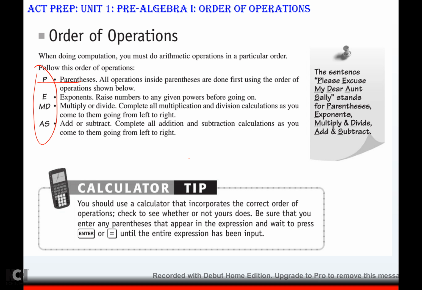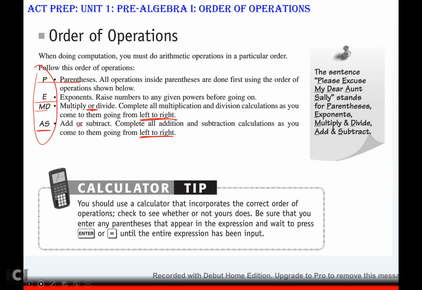order also. Then you take care of any exponents, then you multiply or divide. You complete all multiplication and division calculations as you come to them going from left to right. It doesn't mean you multiply before. It's multiply or, not before. It's multiply and divide in order from left to right. Same with addition and subtraction. It doesn't mean you have to add before you can subtract. It means you add and subtract in order from left to right.